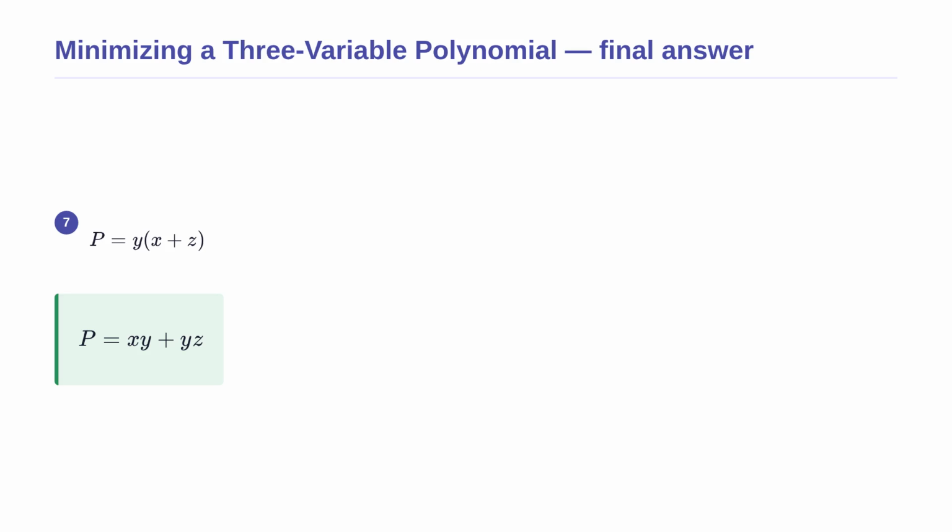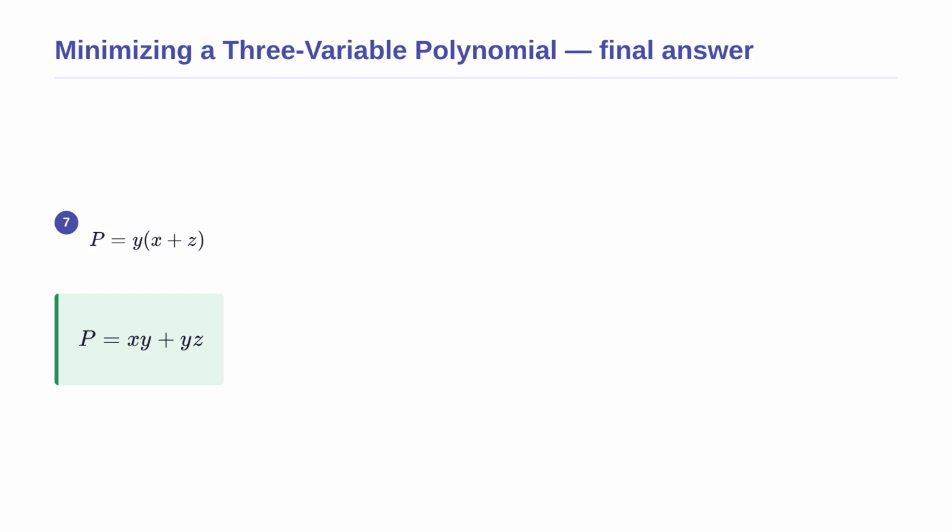For our final step, we simply distribute the variable y back inside the parentheses to get our expression back into the standard sum of products form. This gives us our final minimal polynomial, xy plus yz. We have successfully reduced a complex 3-term, 9-literal expression down to a simple 2-term, 4-literal expression. This is the absolute simplest way to write the original logical instructions, meaning the resulting physical circuit will be as efficient as possible.